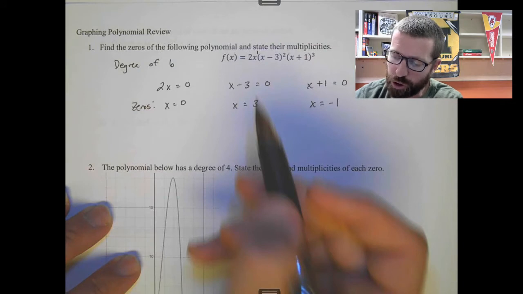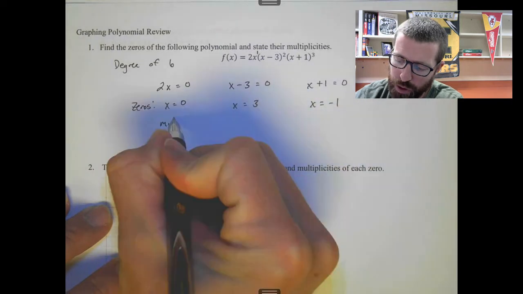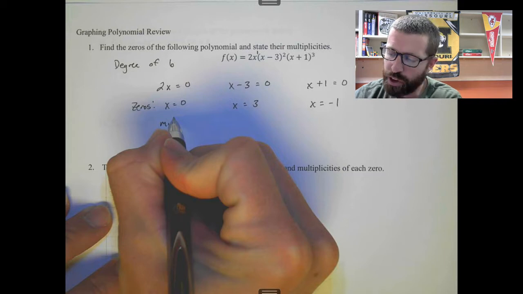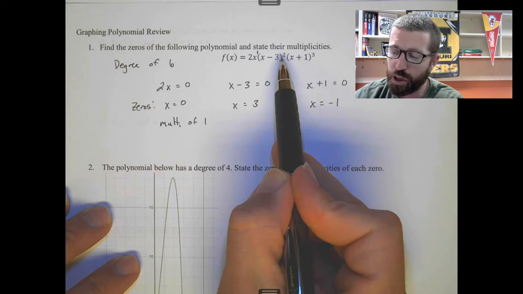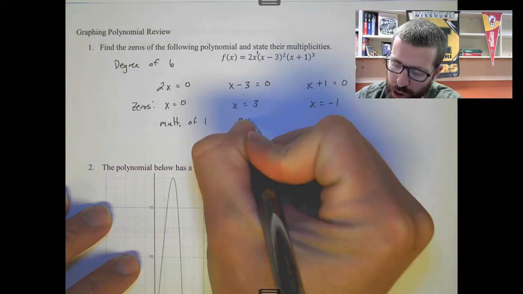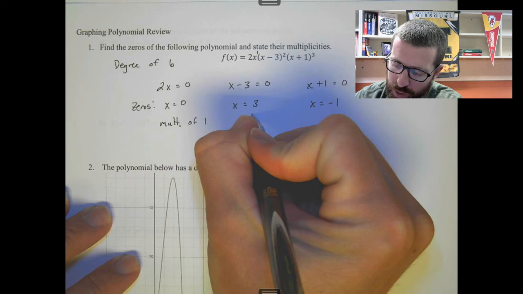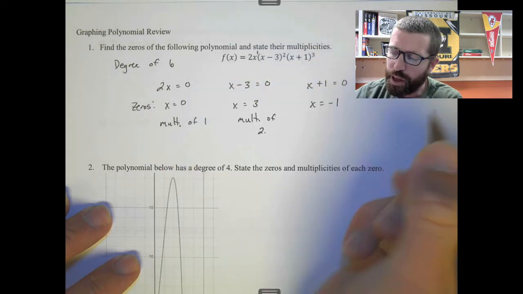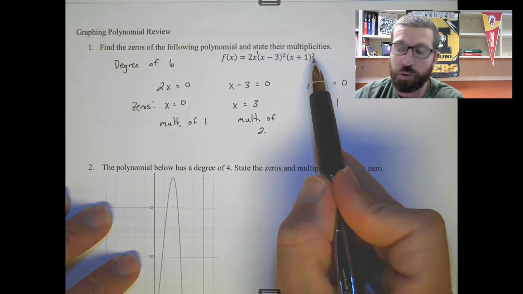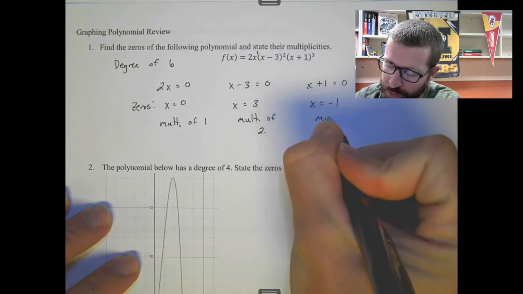So 2x occurs once, x to the first power, so this has a multiplicity of 1. X minus 3, there's 2 of them. It's x minus 3 squared, or x minus 3 times x minus 3. So that has a multiplicity of 2. In x plus 1, there's 3 of those, so that has a multiplicity of 3.